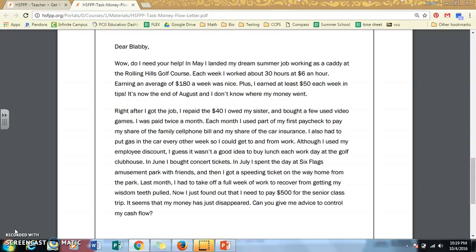Okay, so we need to pour quite a bit of water out. Six Flags tickets are about $80. A speeding ticket, you're upwards of $200. Last month, I had to take off a full week of work to recover from getting my wisdom teeth pulled. Now, I just found out that I need to pay $500 for the senior class trip. Pour some more water out. It seems that my money has just disappeared. Can you give me advice to control my cash flow?